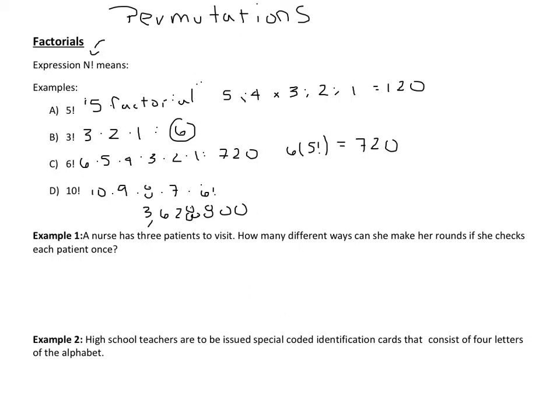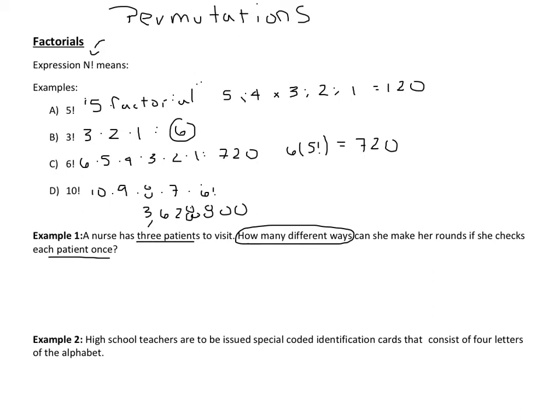Remember, permutations happen when order matters. Okay, the order that something is happening in it matters. So as we go through these examples, I want you to think about, well, in what ways does the order matter? Why does the order matter in this question, and maybe it didn't matter in a different question? So let's look at example 1. It says a nurse has 3 patients to visit. How many different ways can she make her rounds if she checks each patient once?